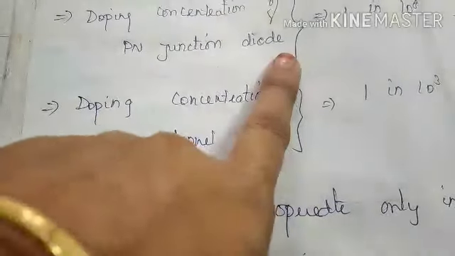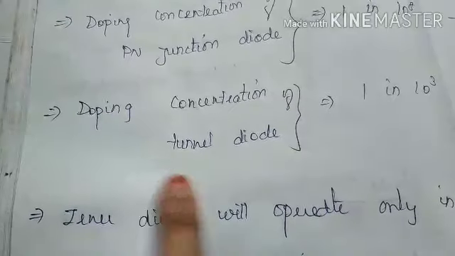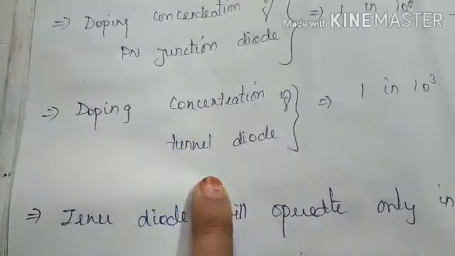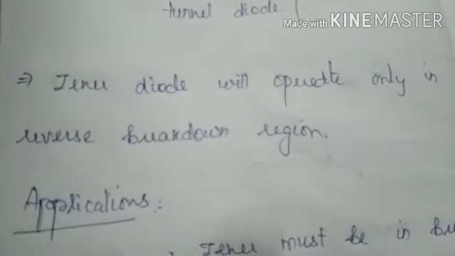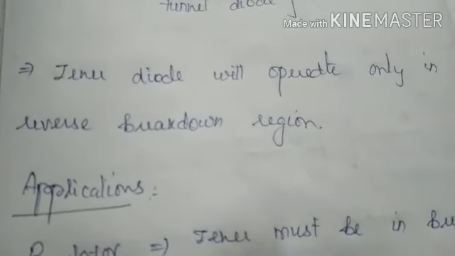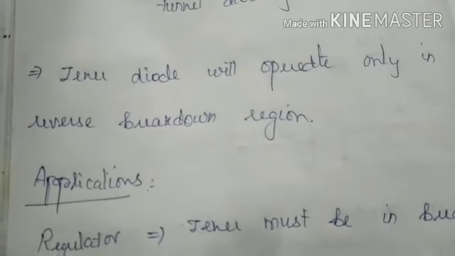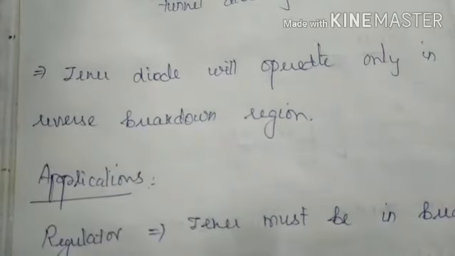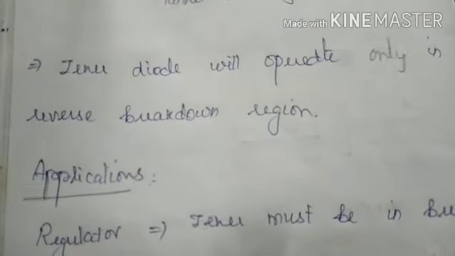So a PN junction diode is lightly doped when compared to a Zener diode, but a tunnel diode is heavily doped when compared to a Zener diode. Then the Zener diode operates only in the reverse breakdown region. In other regions, it will operate as a normal PN junction diode. Now let's see the applications of the Zener diode.